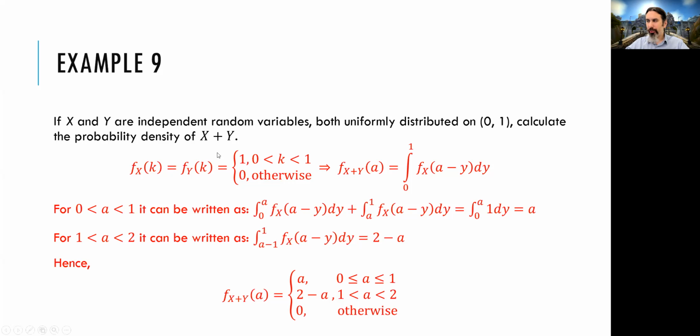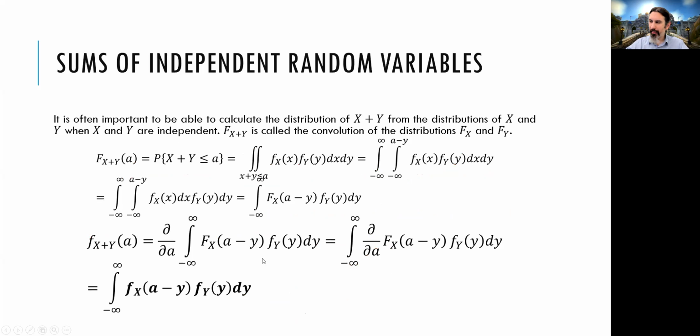Now, we also know that both of these x and y marginals are equal to 1 when they are between 0 and 1. When this parameter is between 0 and 1, the function is equal to 1, and it's 0 otherwise. Now, let's go back a bit. This one here, we're going to use this formula.